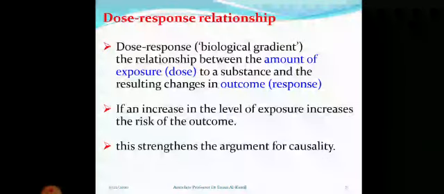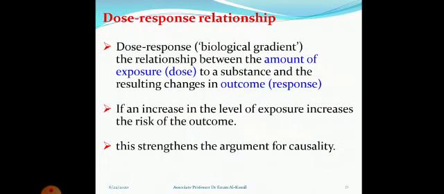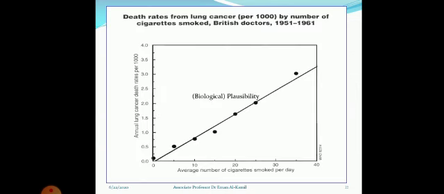Dose response relationship, or biological gradient, is the relationship between the amount of the exposure, the dose, how long the individual is exposed, and whether he will then develop the outcome. The higher or longer the period of smoking, or the higher the number of cigarettes consumed, the more severe the outcome will be, or the more likely he will develop cancer. If an increase in the level of exposure increases the risk of the outcome, this strengthens the argument for causality.